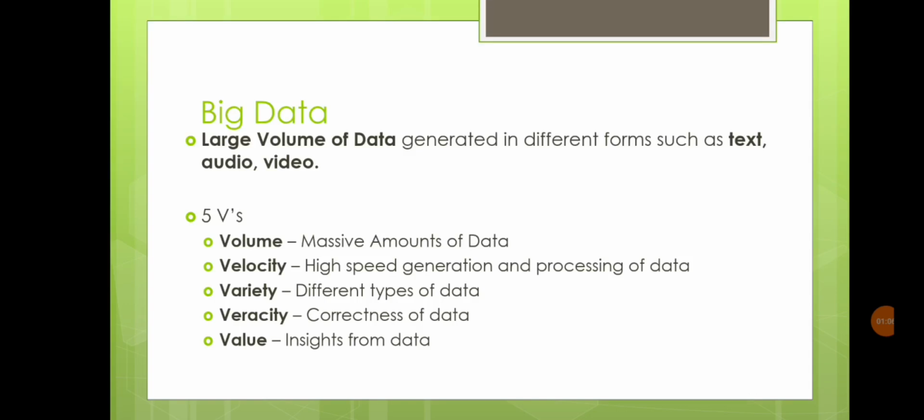The 5 V's: Volume means the massive amounts of data. Then velocity deals with the high-speed generation and processing of data. Variety, the different types of data. Veracity deals with the correctness of data. Finally, the value. Value means insights from data.